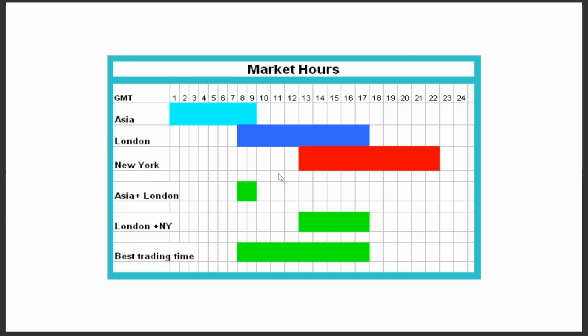So now our best trading time is during these overlaps, which is from 8 a.m. to 5 p.m. I hope this helps. So 8 a.m. to 5 p.m. GMT is the best time to actually trade.